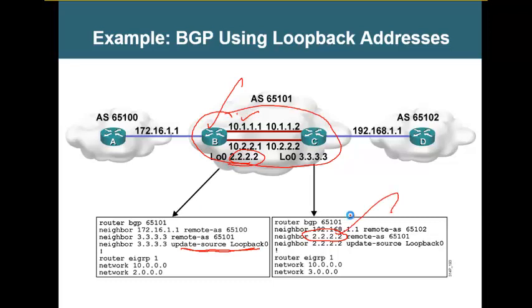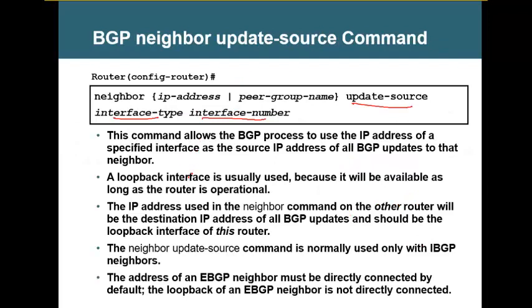So don't forget, if you are using loopback to loopback peering, we have to use this command: update source loopback 0. This command allows the BGP process to use the IP address of a specific interface. Which interface are we using? Loopback 0 interface as the source IP address of all BGP. The loopback interface is usually used because it is available as long as the router is operational. The physical interface may go down when the link goes down, but the loopback interface will go down only when the router goes down.